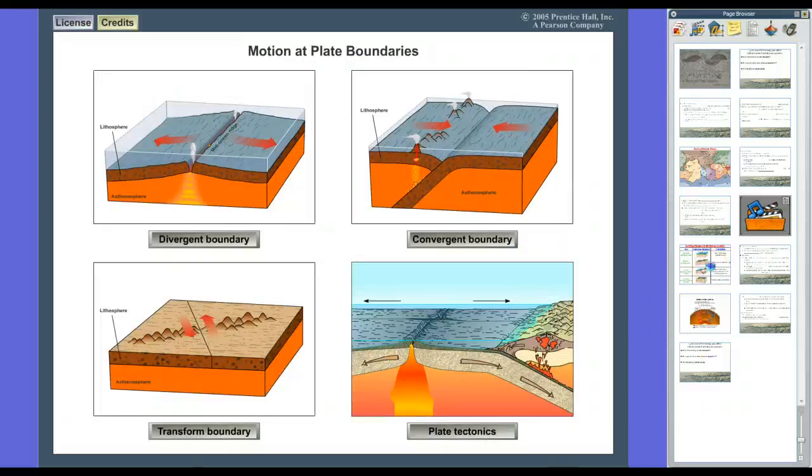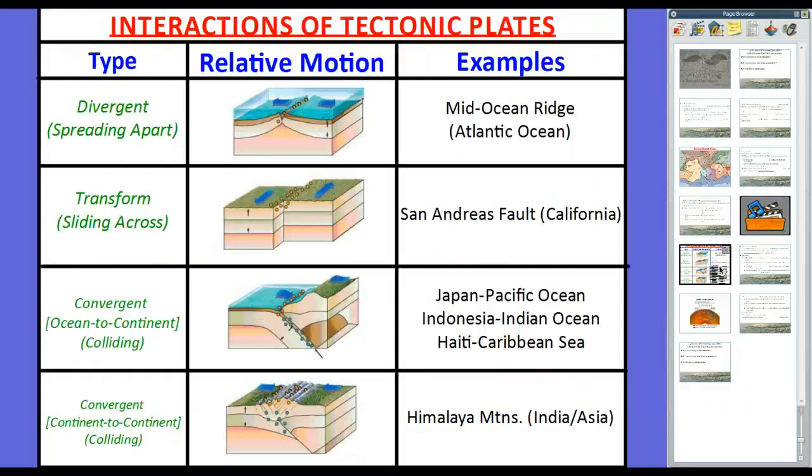Okay, so here's a summary. Here's a little cheat sheet, the interaction of tectonic plates, just to review one more time. This is how important this is. First off, divergent plates. They're spreading apart. Notice right here in the picture, they're spreading away from each other. The mid-ocean ridge in the Atlantic Ocean is a good example of this.